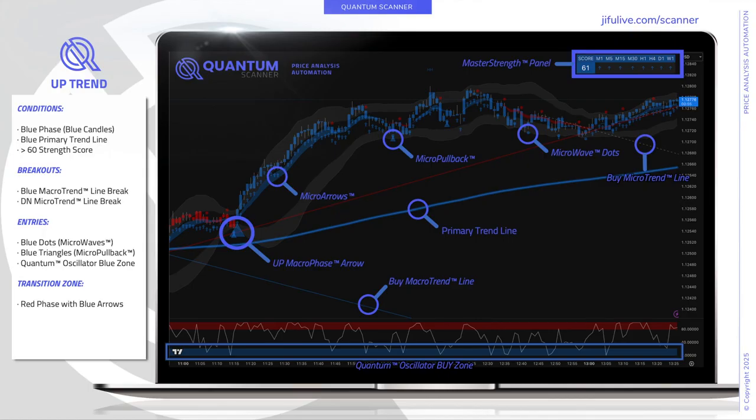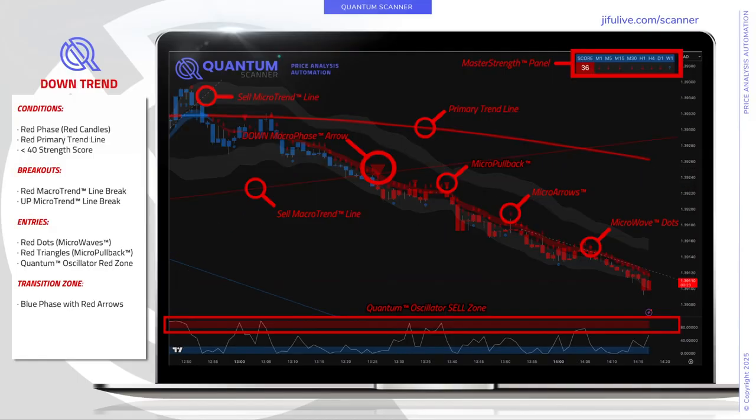This can be identified in an uptrend when you see red phase candlesticks that are colored red, but with blue micro arrows on the candlesticks. During this time, it is best not to place trades in either direction. In a downtrend, we look for the following conditions.